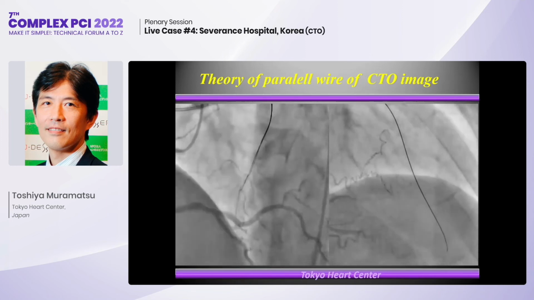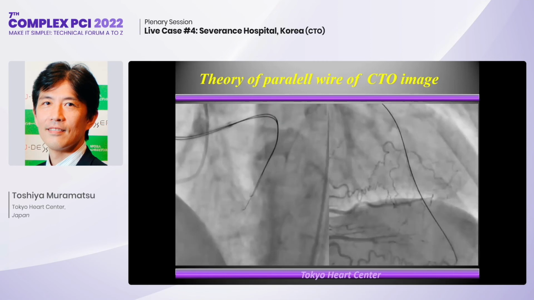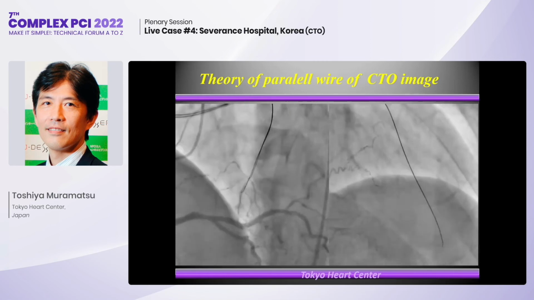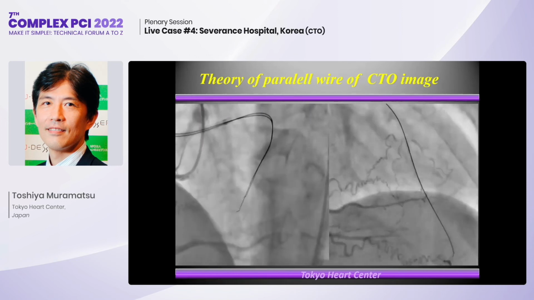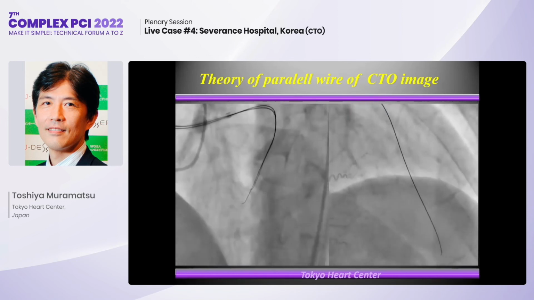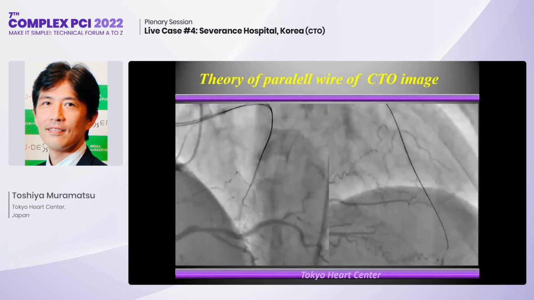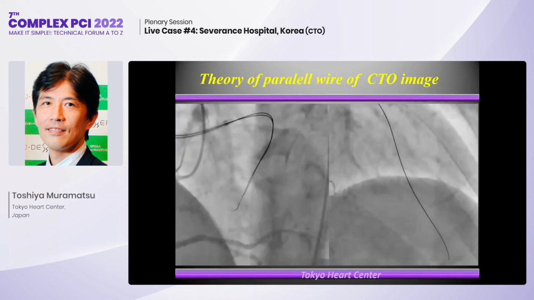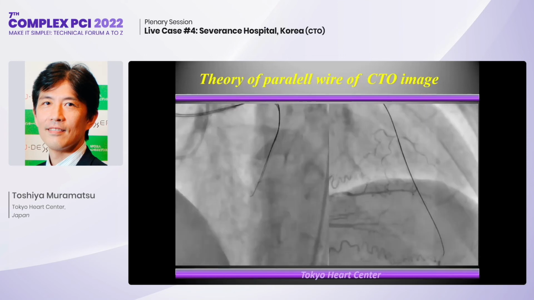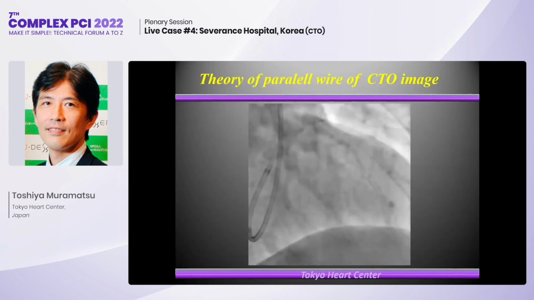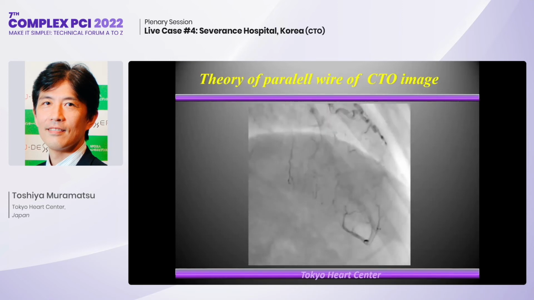And the angiographic view changes from the aerial view to the aerial view. Also, the second wire looks like it is going into the distal true lumen. And finally, the second wire smoothly gets into the distal true lumen. This is the final angiography. The CTO was successfully done.